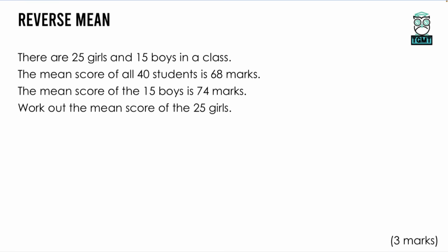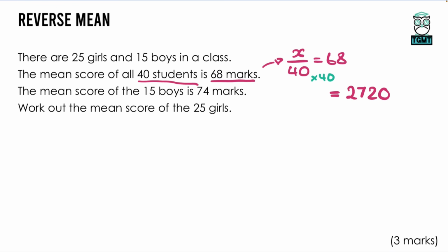So 40 students that have a mean of 68, we would have taken their total, let's call it x, we would have divided by 40 and we'd have got 68. So in order to work out their total, we just need to multiply 68 by 40. So 68 times 40, I'm going to type that in on the calculator, gives me a total of 2,720, and that's for all of them. You can label that with whatever writing you want, but just remember that is an important number there. That's the total of everybody.